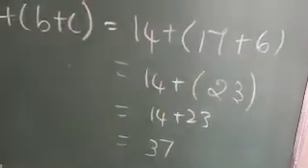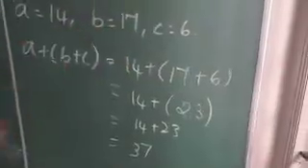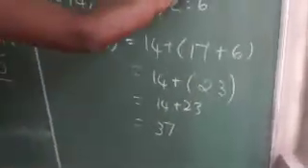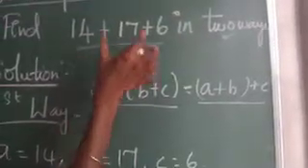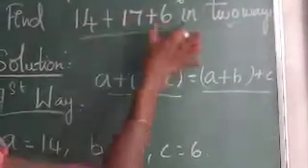So this is one of the methods for adding the three given whole numbers. Now let us see the second method. The second method is so simple. First you add 14 and 17 and then add the answer with the 6.